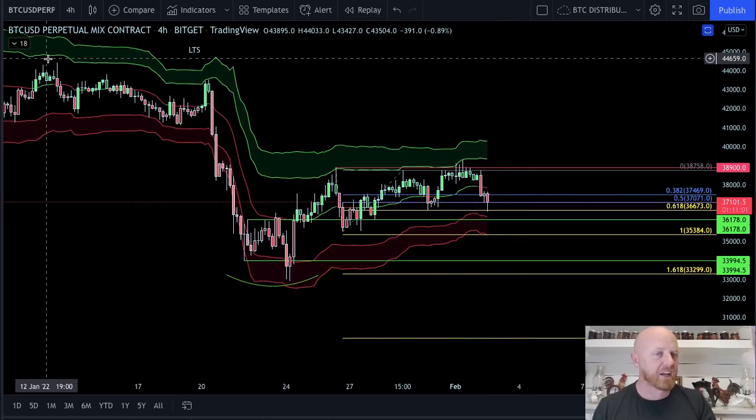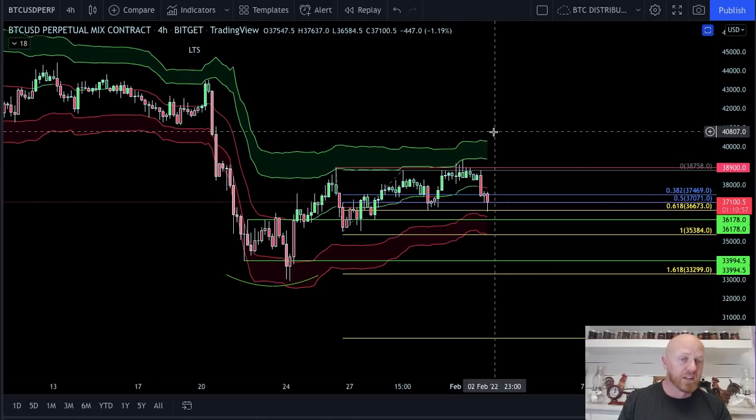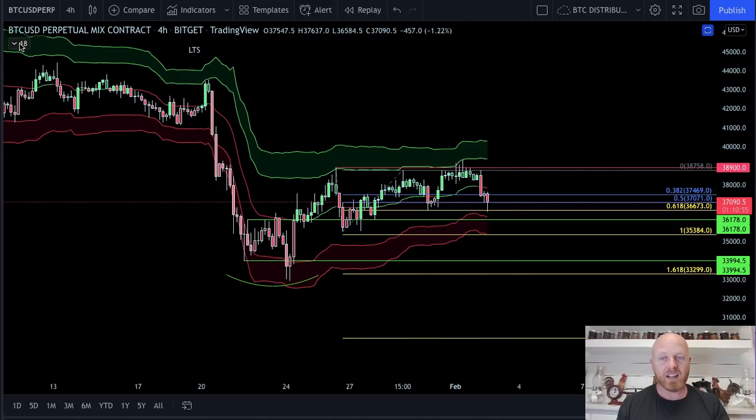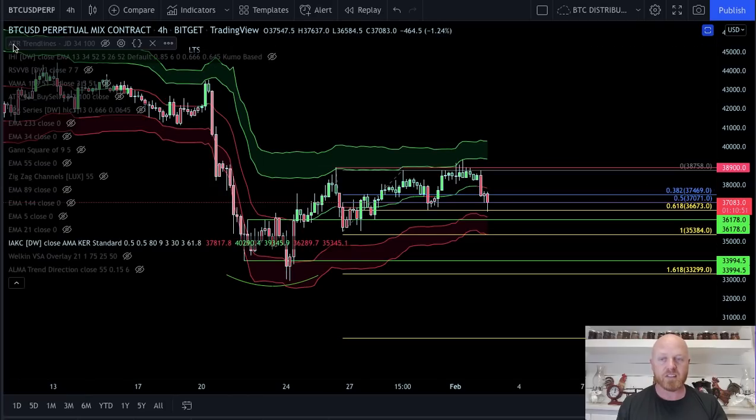The next pivot date I'm looking at is February 4th. So February 4th is Friday. Let's see what happens on Friday, because I don't think this is going much of anywhere. I think we have pretty defined support and resistance areas.